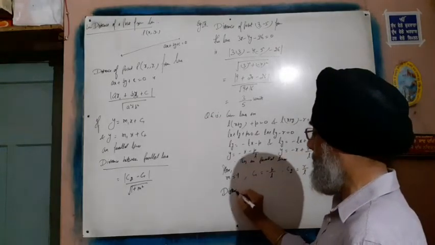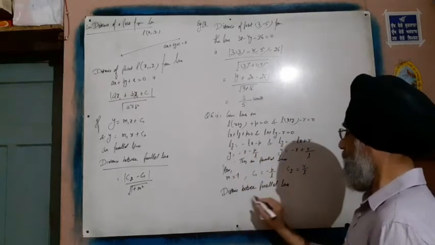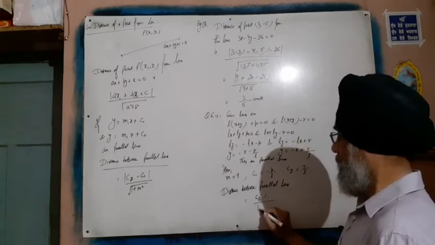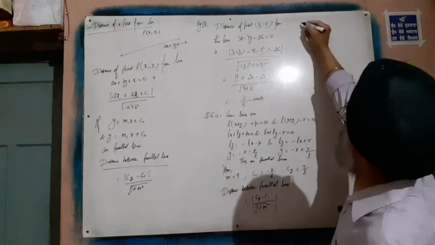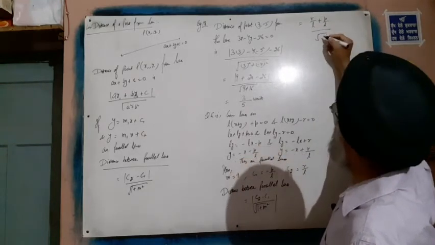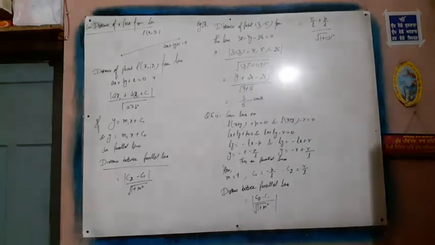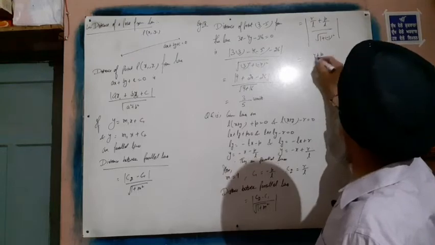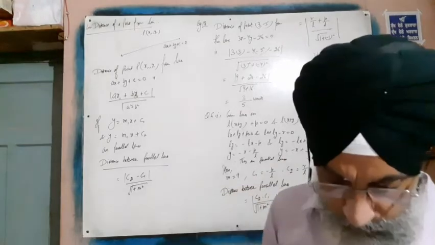So the distance between parallel lines is given by the mod of c2 minus c1 upon the square root of 1 plus m square. C2 minus C1 is r upon L plus p upon L, upon the square root of 1 plus minus 1 square. So it will be r plus p upon root 2 L. That's the distance between the two parallel lines.